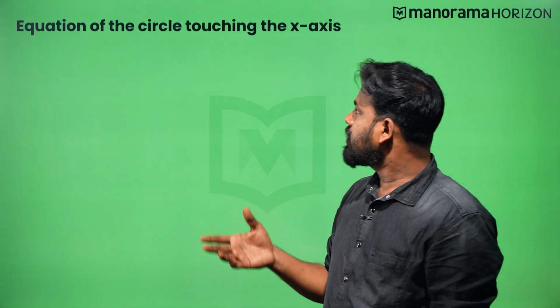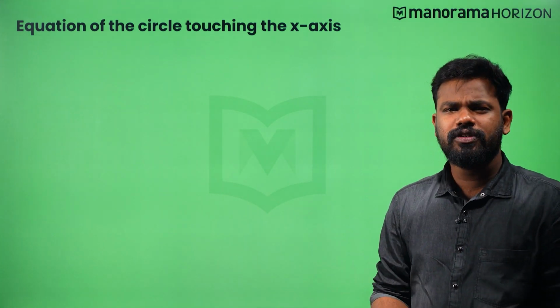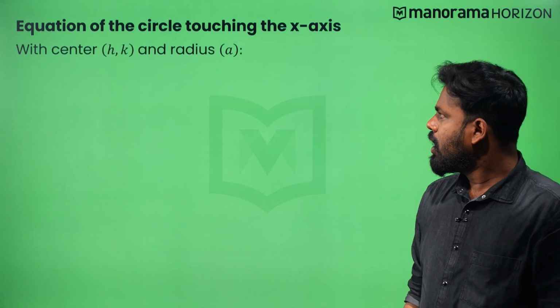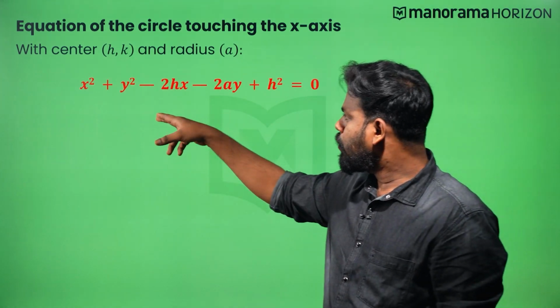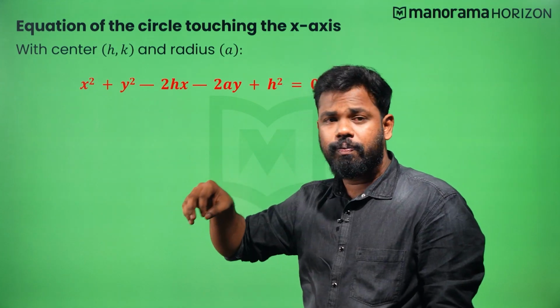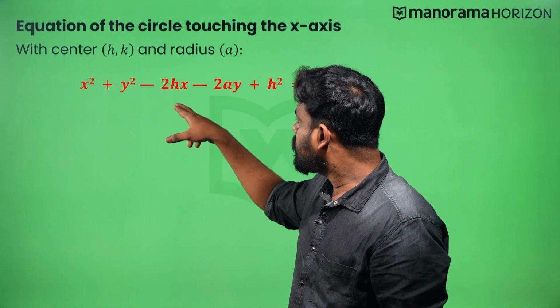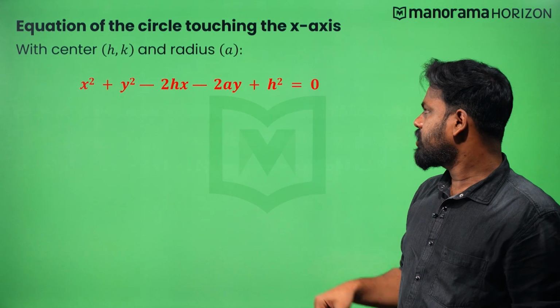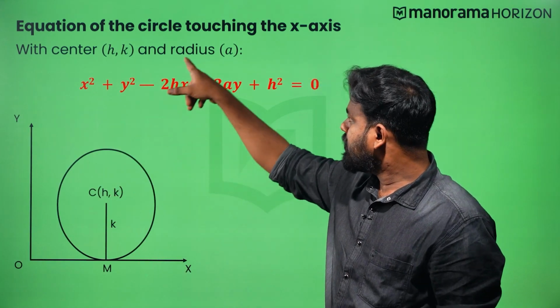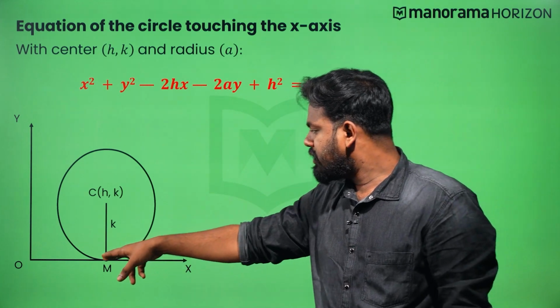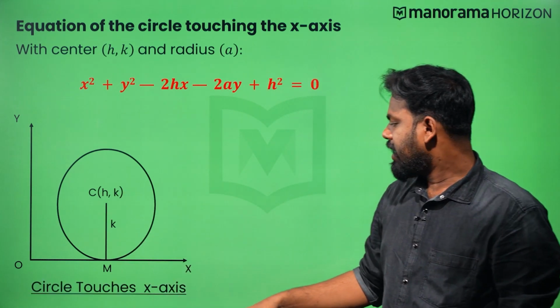Now, equation of the circle touching the x-axis. What will be the equation of the circle which touches the x-axis only? So you have the center hk and radius a, and the equation can be nothing but x square plus y square minus 2hx minus 2ay plus h square is equal to 0. So in place of this hk, if the radius is a, if it is touching the x-axis, this radius is a, I can put that figure in the same way.